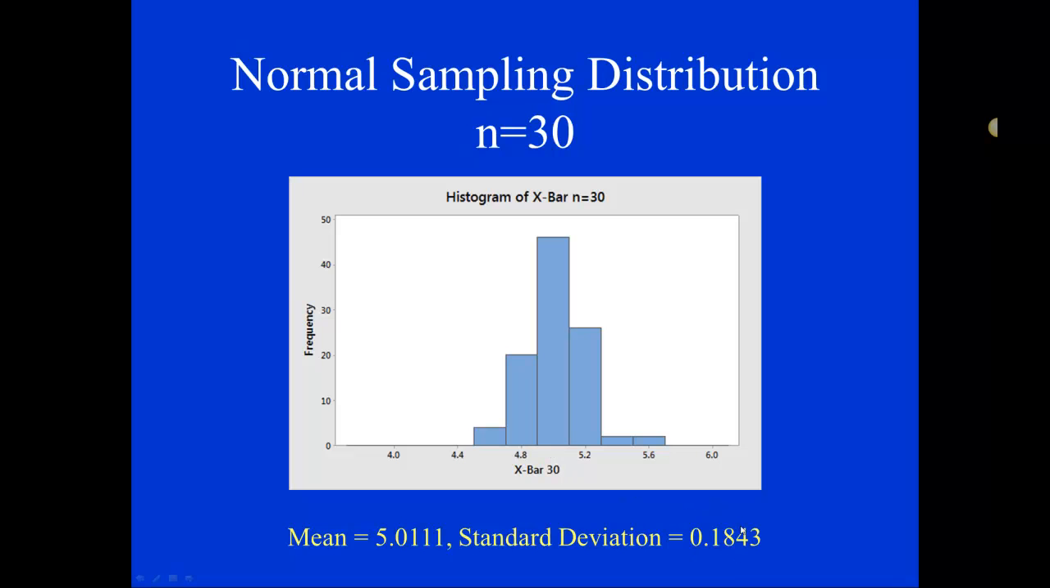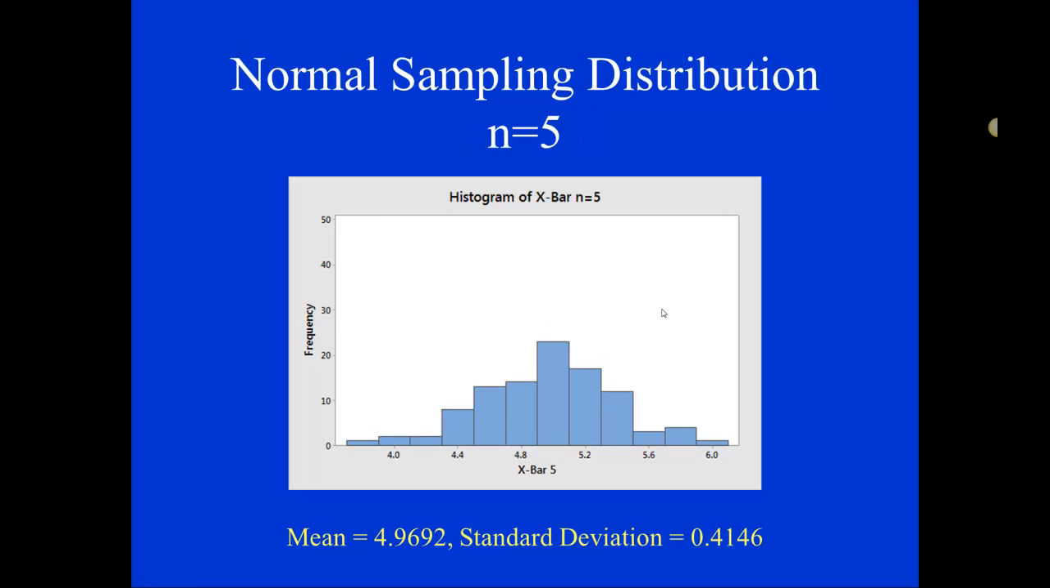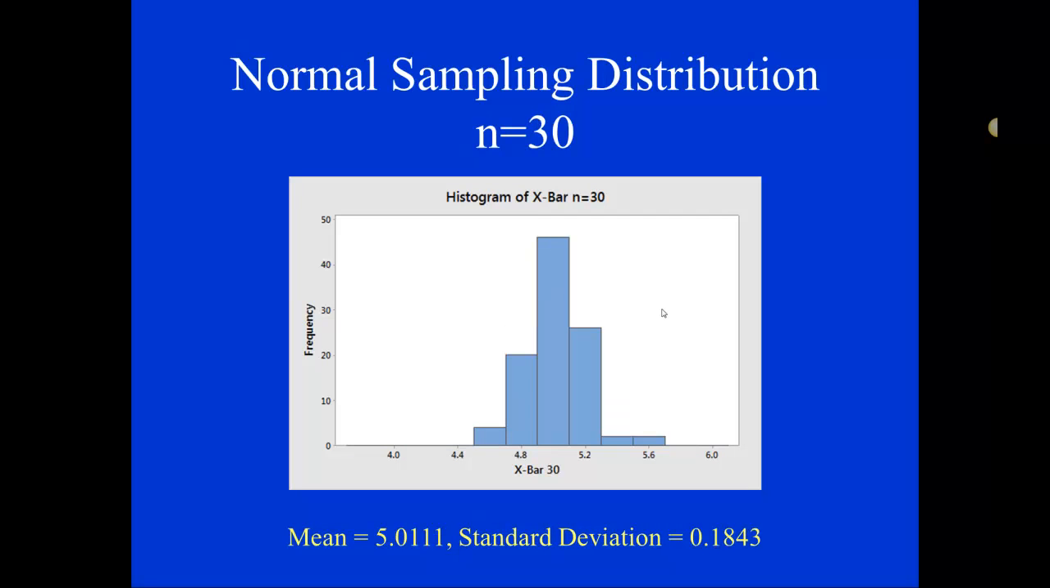And the standard deviation is getting smaller and smaller as our sample size increases. So you can look and see how this changes as the sample size changes here, because the scale on the bottom is the same. You can see how it's still staying centered right around 5, but the standard deviation is getting smaller.